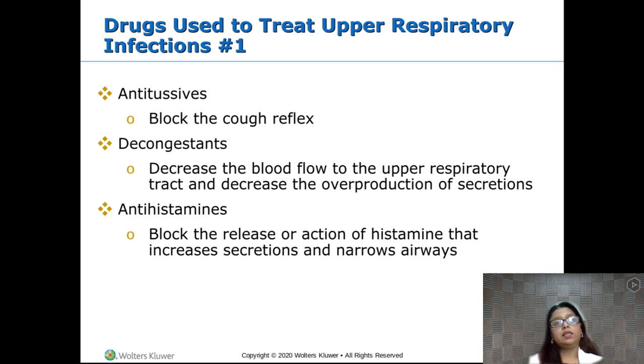Sometimes we have to give them antitussives. Antitussives are cough reflex blockers, so they will block the cough reflex. And then decongestants, something to decongest. So if someone's having congestion in their chest, we give them something called decongestants, such as Mucomyst, there's tons of different kinds. Antihistamines are to block the histamine. Histamine is the one that causes allergies. An example of an antihistamine is Benadryl.